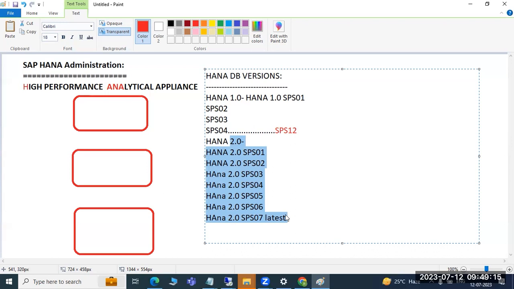So why did they name it 1.0 and 2.0? What is the major difference between HANA 1.0 and HANA 2.0? You will have this question in your mind, right? What is meant by HANA 1.0 and 2.0? Are you clear with these versions? Then I will explain the difference between HANA 1.0 and 2.0.